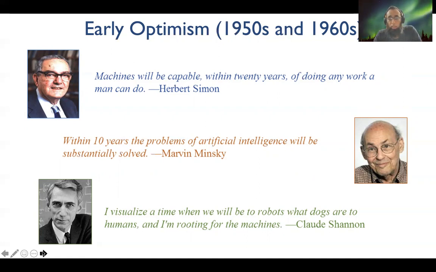Marvin Minsky, another famous AI pioneer, predicted more optimistically that within 10 years, the problems of AI would be substantially solved. And Shannon said, "I visualize a time when we will be to robots what dogs are to humans, and I'm rooting for the machines." So there was a lot of optimism, and people thought this was the right way to go. They were only thinking about the positive sides.